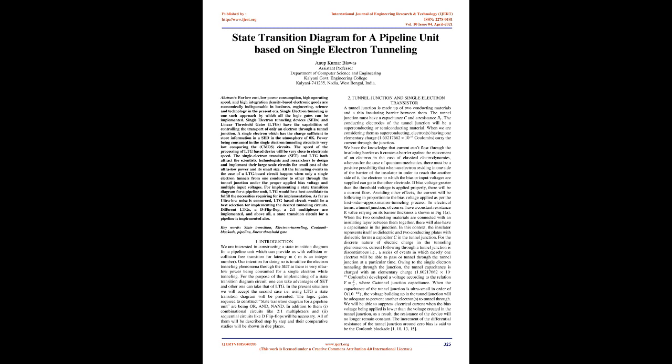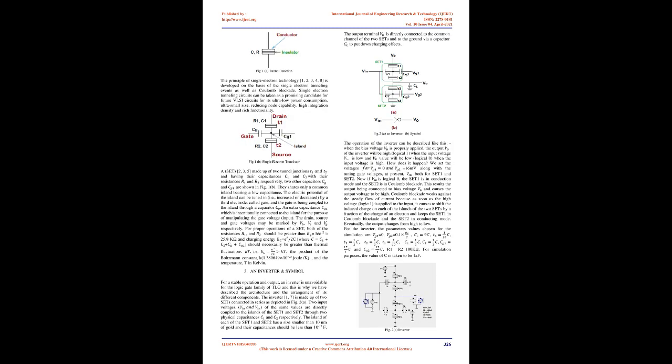For implementing a state transition diagram circuit, one can take advantage of SED, and another can take that of LTG. In the present situation we will accept the second case, i.e., using LTG, a state transition diagram will be presented. The logic gates required to construct a state transition diagram for a pipeline unit are OR, AND, NAND. In addition to them, one, combinational circuits like 2:1 multiplexers, and two, sequential circuits like D flip-flops will be necessary. All of them will be described step by step and their comparative studies will be shown in due places.